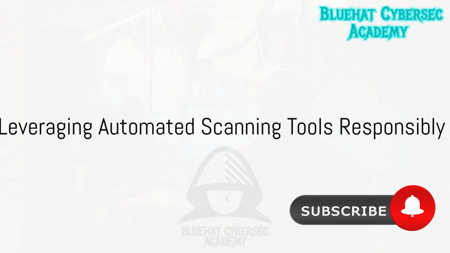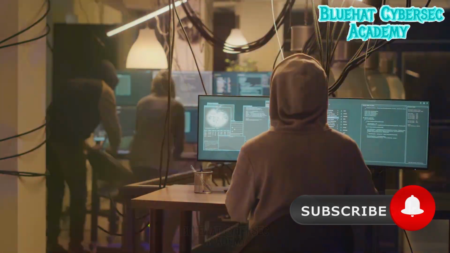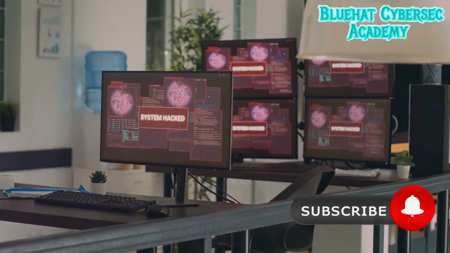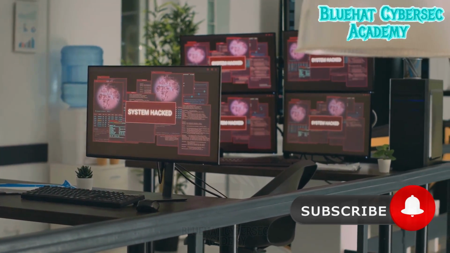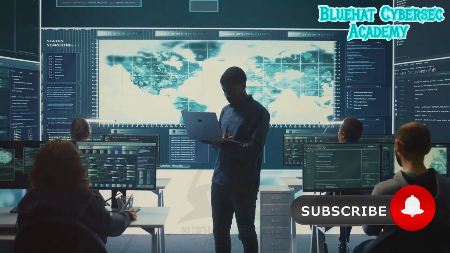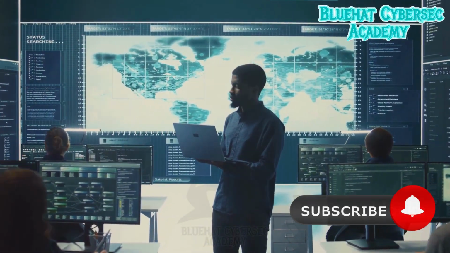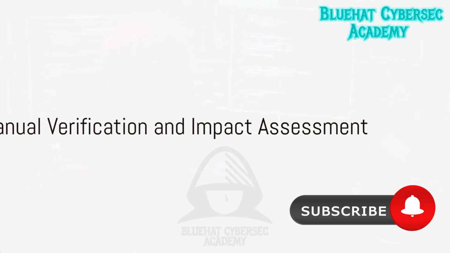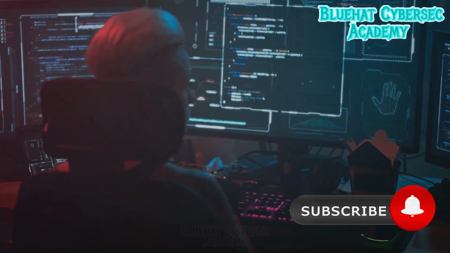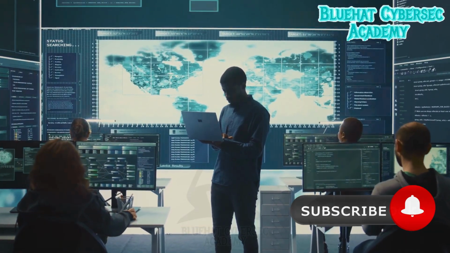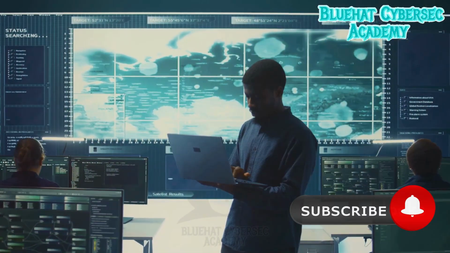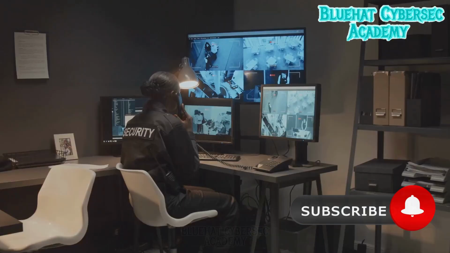Leveraging automated scanning tools responsibly is a big part of the process. Automated tools assist in detecting vulnerabilities at scale. They identify misconfigurations, outdated components, and common attack patterns. However, they may generate false positives. Automation accelerates discovery, but human validation ensures accuracy. Manual verification and impact assessment come next. After potential vulnerabilities are identified, professionals verify them manually. They confirm exploitability, evaluate business impact, and determine severity. Accurate validation protects credibility and ensures meaningful reporting.